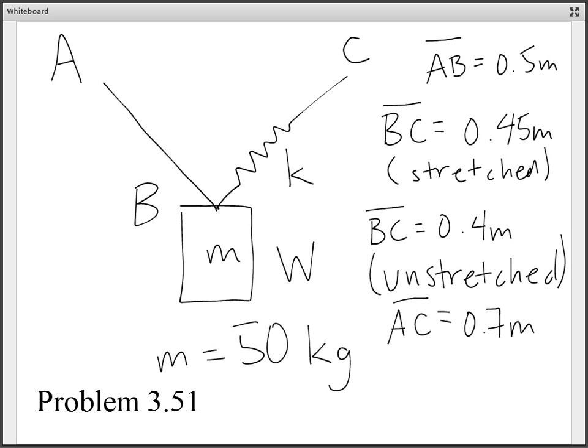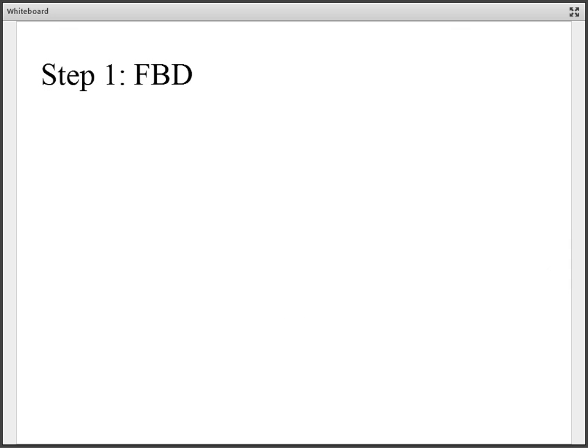The point of the problem is to figure out K, the spring constant. So to figure out K, we're going to need to figure out what the force in the spring is, but in order to figure out the spring force, we're going to have to figure out most of the forces in the system. So step one, we're looking for the forces, so we may as well create a free body diagram, because that's going to be a really good visual aid in figuring out the forces, okay?